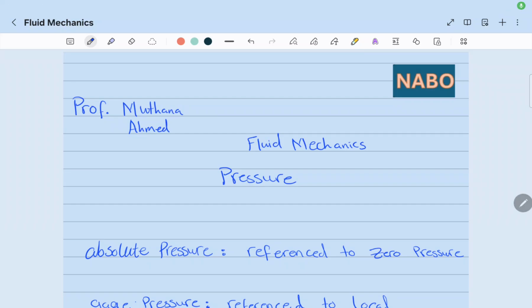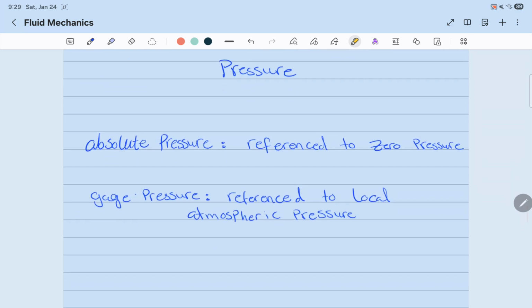Hello everyone, in today's class we're going to look at an important concept in fluid mechanics, which is pressure. Now pressure can be measured in two ways. It can be measured in absolute, where the pressure is referenced to zero, and it can be measured in gauge pressure, where the pressure is referenced to the local atmospheric pressure.